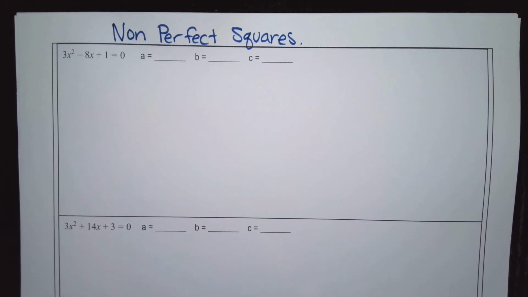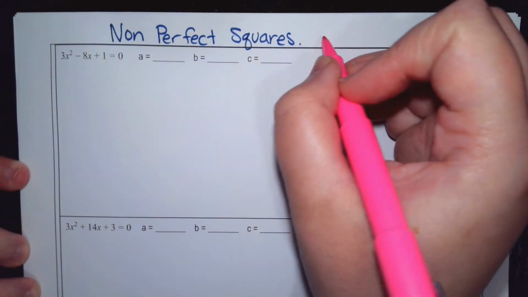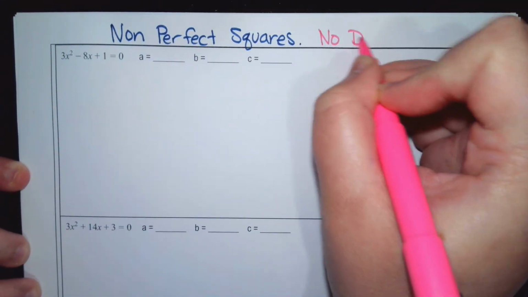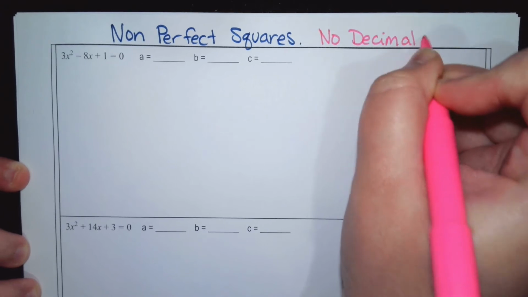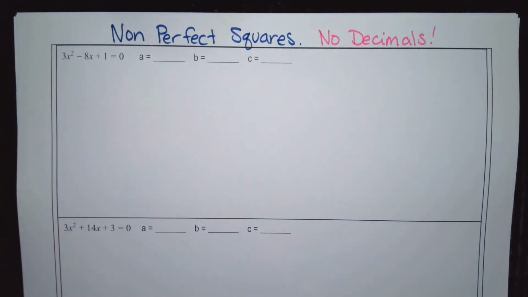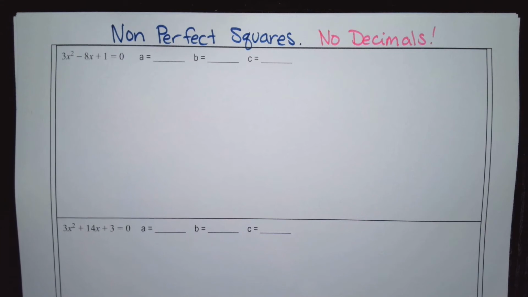Welcome back everyone to the quadratic formula. We are now going to take a look at examples with non-perfect squares. And the big thing I need to tell you with non-perfect squares: no decimals. You just learned in the previous lesson how to simplify square roots, and that's what I'm going to be expecting you to do, is to simplify square roots.